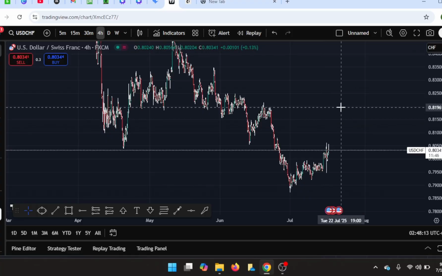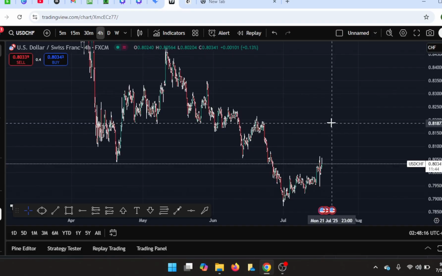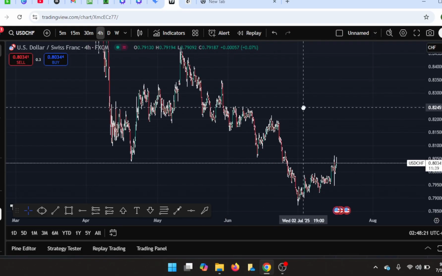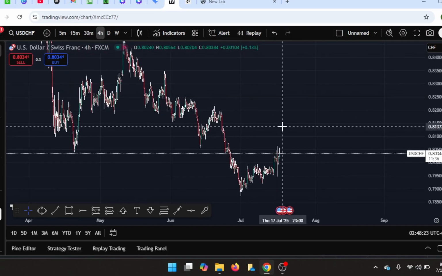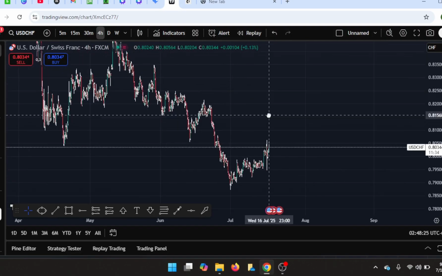The question is, how do I avoid this manipulation? And that is what I'm going to teach you now. Sometimes you see it in the form of a false breakout. It will come like a false breakout and finally move to your direction. Let's dive into the chart. You can see the 4 hours time frame of USD CHF. Let's use it for an illustration.